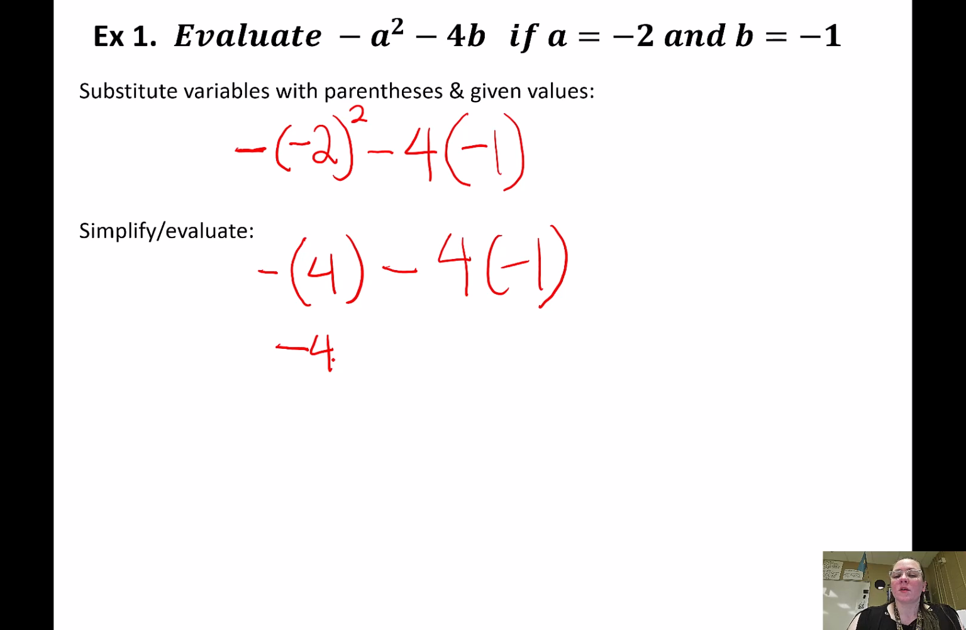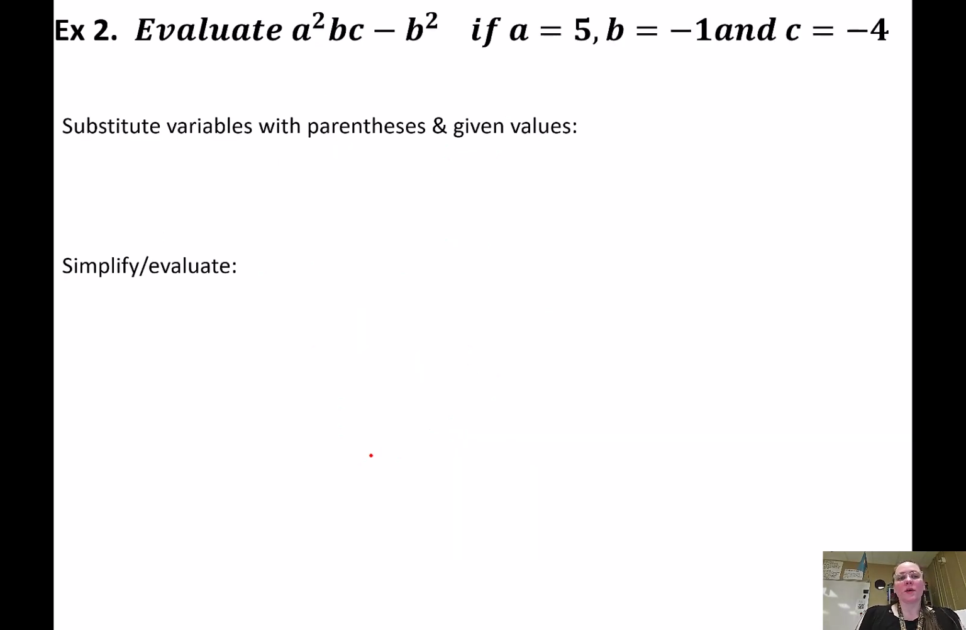Okay, so then we are still going to minus, well, 4 times a negative 1 is a negative 4. Now what happens when we have minus a negative number? Well, that just becomes plus. So negative 4 plus 4 gives me 0. All right, let's look at another one.